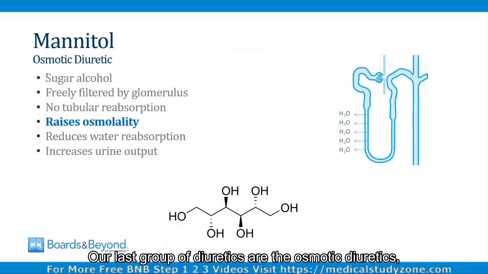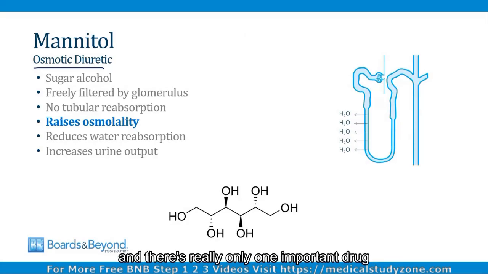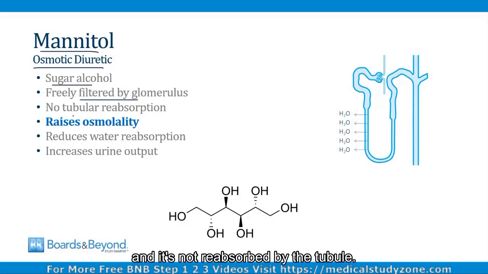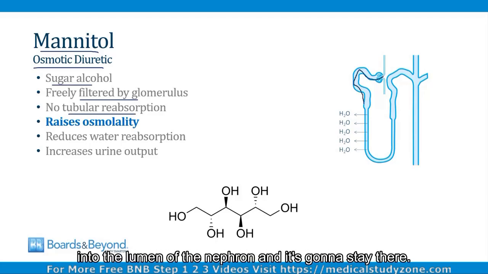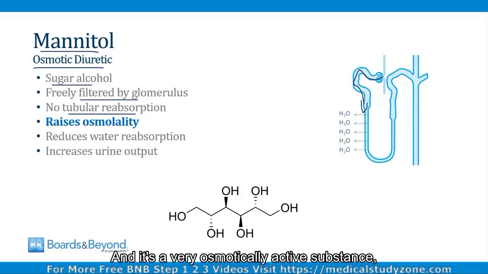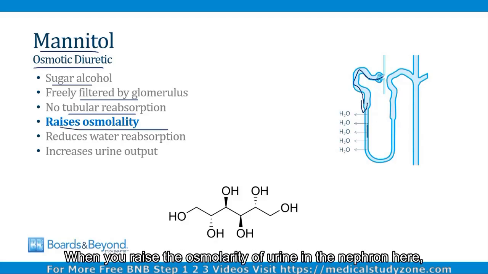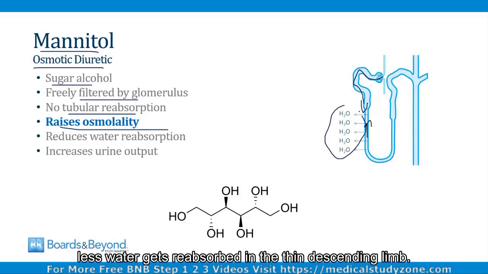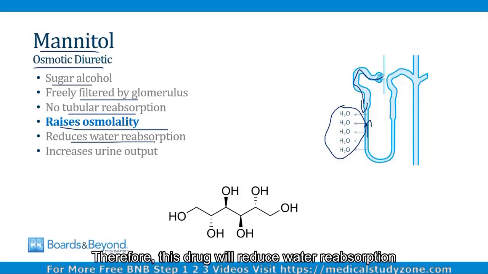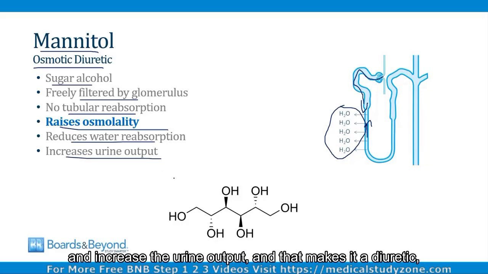Our last group of diuretics are the osmotic diuretics, and there's really only one important drug in this class, and that's mannitol. Mannitol is a sugar alcohol that's freely filtered by the glomerulus, and it's not reabsorbed by the tubule. What this means is it's going to find its way into the lumen of the nephron, and it's going to stay there, and it's a very osmotically active substance, so it's going to raise the osmolarity of the urine in the nephron. When you raise the osmolarity of urine in the nephron here, less water gets reabsorbed in the thin descending limb. Therefore, this drug will reduce water reabsorption and increase the urine output, and that makes it a diuretic.